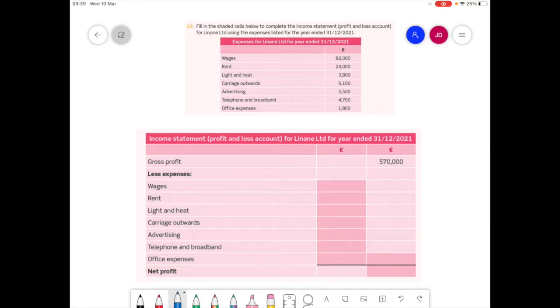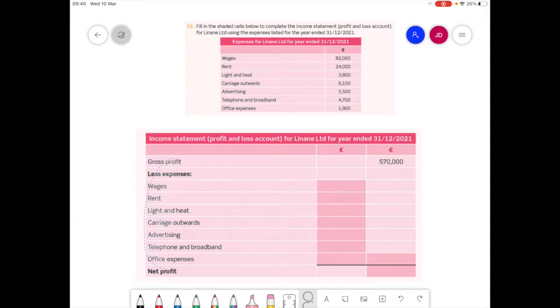So this question is based on question 10 in the second edition of Time for Business published by EDCO. It's on question 10 on page 287 of their student activity book. So we see up here at the top the question, where we're told some of the figures of the expenses for Lenan Limited. We're told there's wages, rent, light and heat, carriage outwards, advertising, telephone and broadband and office expenses. We're also told the gross profit is 570,000. Now that would have been worked out in the trading account. We don't have to do that in this question because we're just looking at the profit and loss bit, but we would have figured out what the gross profit was from the trading account. So you can see yourself, this falls in just below the trading account.